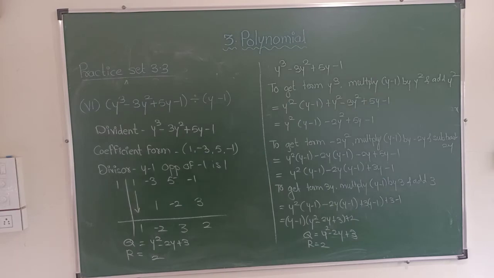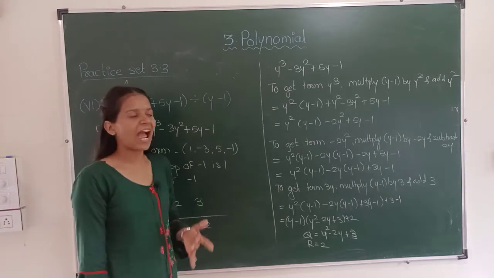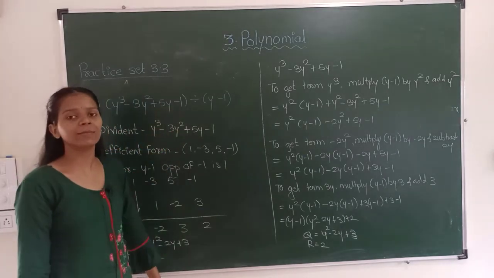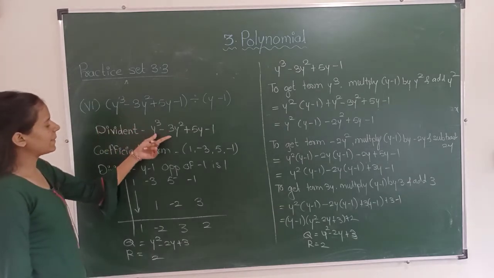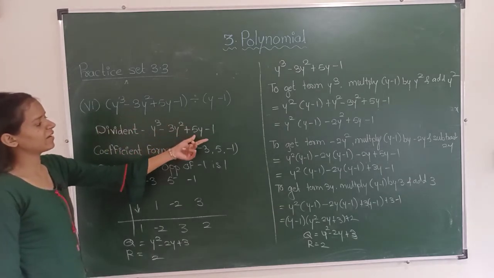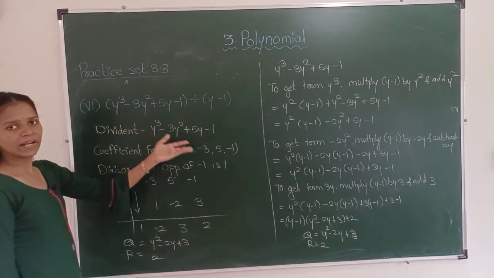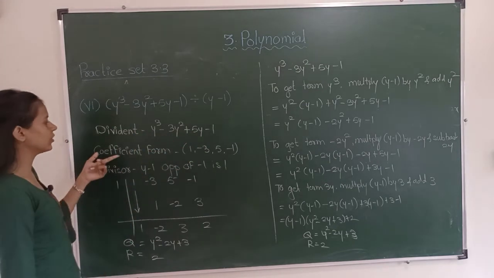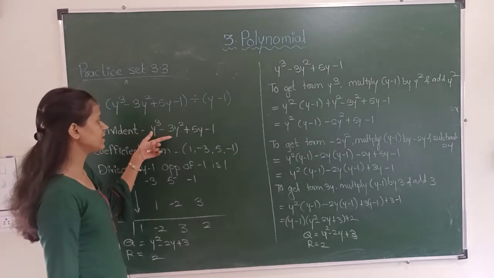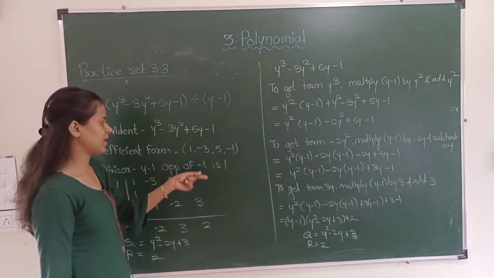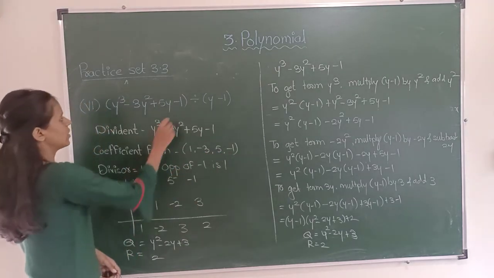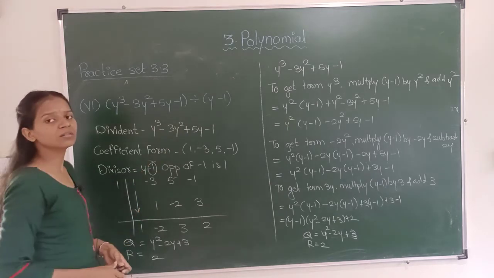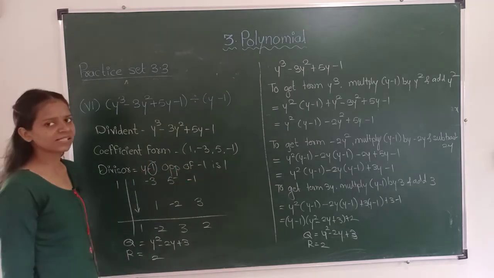See the last example of your practice set, that is example number 6. We have to do the same again. We have to divide the polynomial by the synthetic and linear method. See here the dividend is y raised to power 3 minus 3y power 2 plus 5y minus 1. This is already in the descending form of the polynomial. So the coefficient form for this is 1, minus 3, 5 and minus 1. The divisor is y minus 1. Here the number is minus 1, the opposite of minus 1 is plus 1.